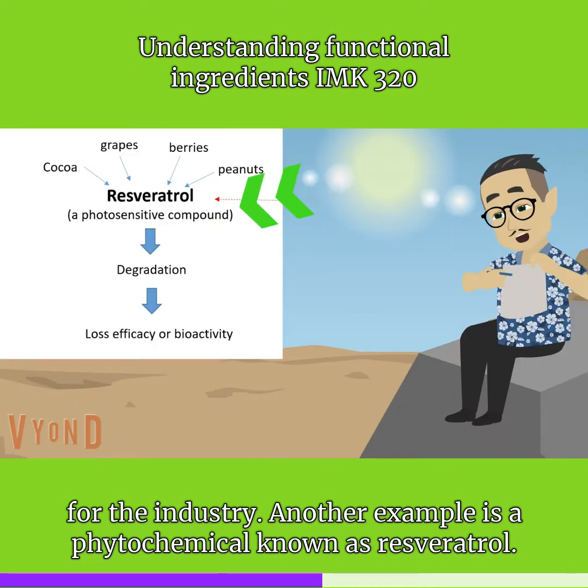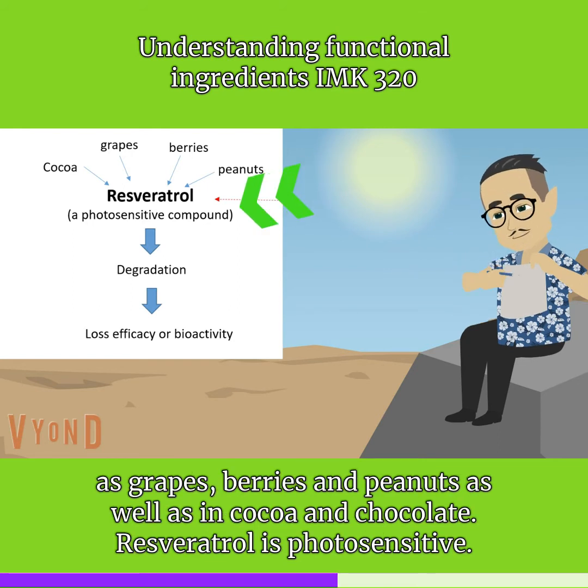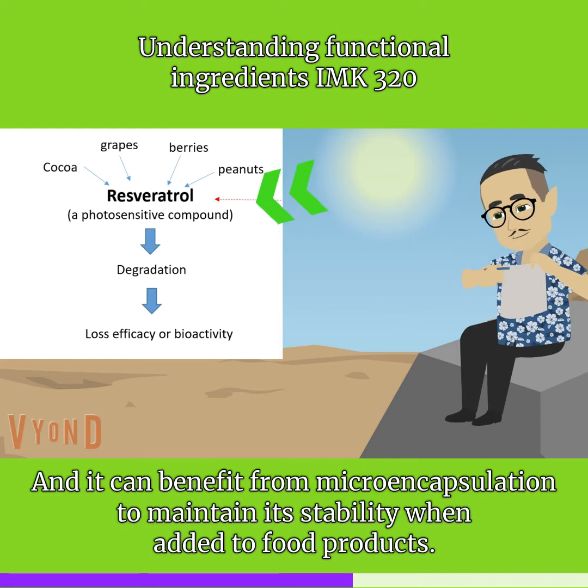Another example is a phytochemical known as resveratrol. This is a naturally occurring non-flavonoid polyphenolic compound present in plants such as grapes, berries, and peanuts, as well as in cocoa and chocolate. Resveratrol is photosensitive and it can benefit from microencapsulation to maintain its stability when added to food products.